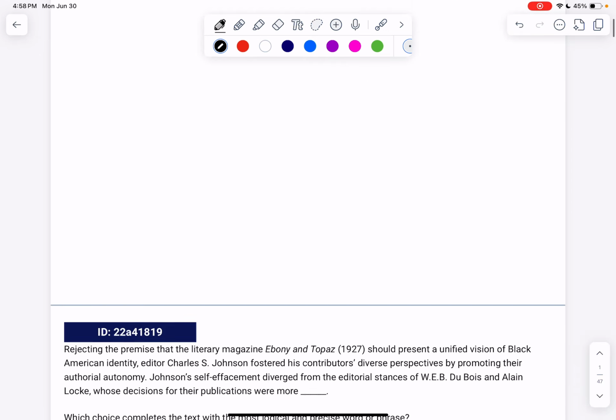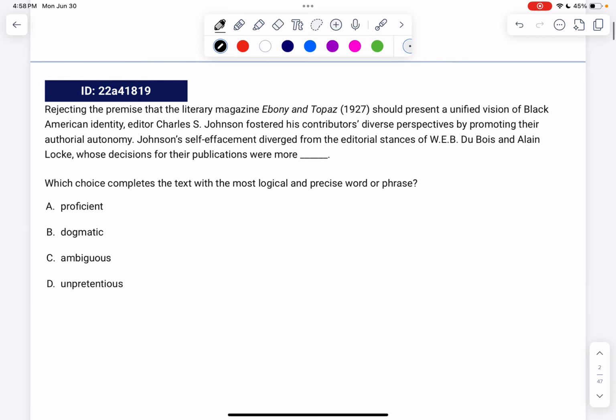Let's see our next one. Rejecting the premise that the literary magazine Ebony and Topaz, 1927, should present a unified vision of Black American identity, editor Charles S. Johnson fostered his contributors' diverse perspectives by promoting their authorial autonomy. Johnson's self-effacement diverged from the editorial stances of W.E.B. Du Bois and Alain Locke, whose decisions for their publications were more blank.